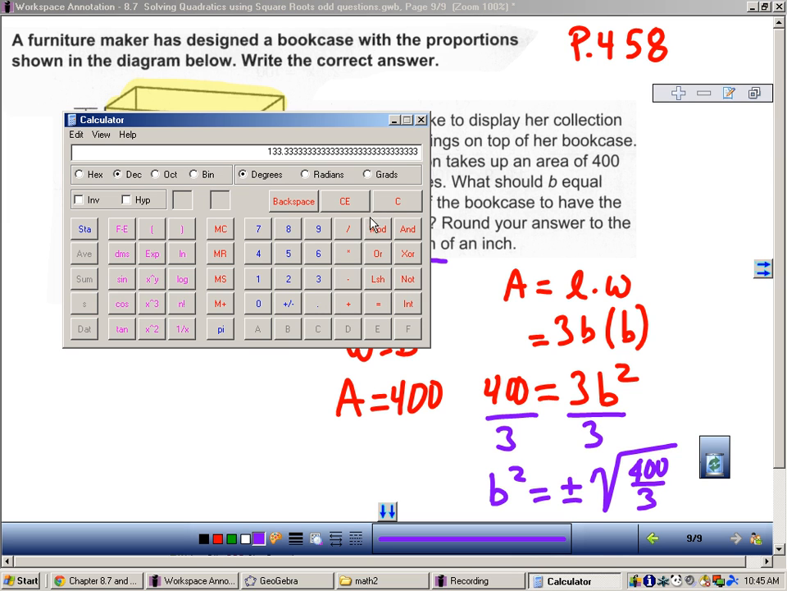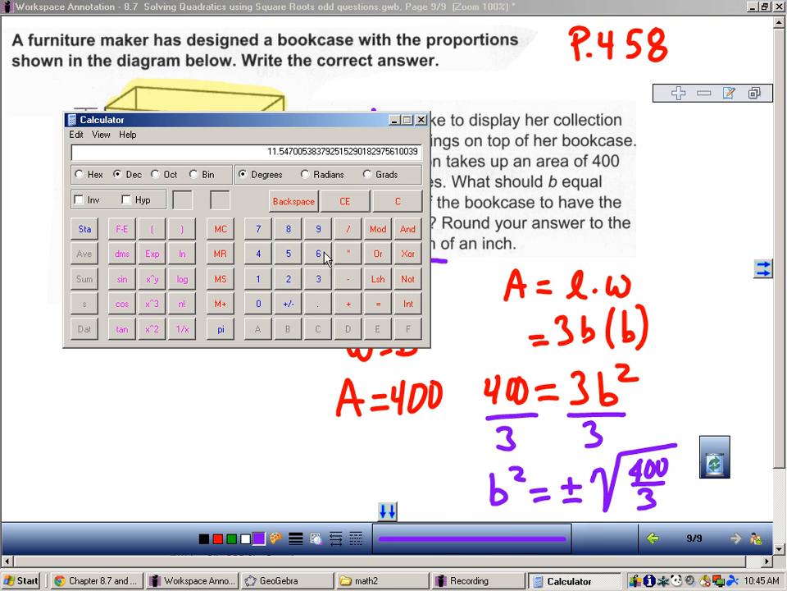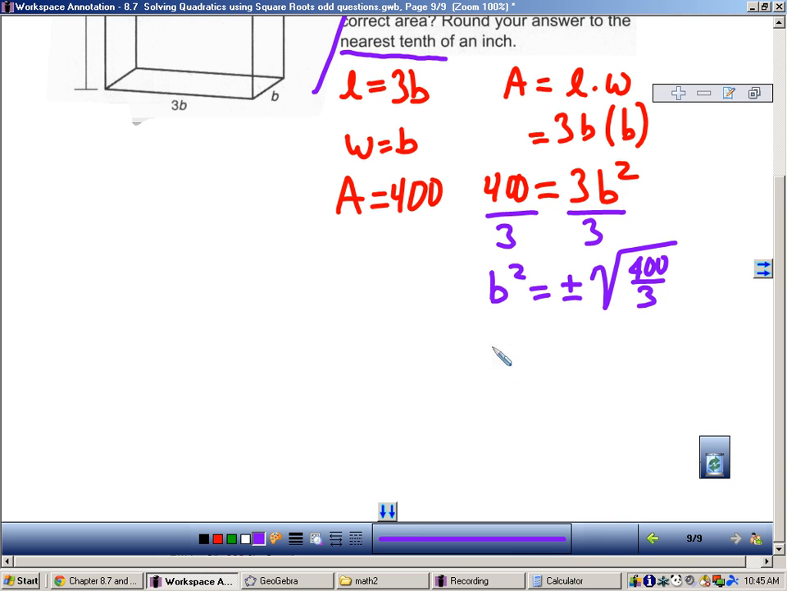Now I'm going to take the square root of that. And so I raise that to the 1/2 power, which is 0.5 as a decimal. And so I'm rounding it to the nearest tenth. Oops. Let's go back. So that's 11.547. So it's going to be 11.6. So the value of b is positive 11.6. Talking about inches.